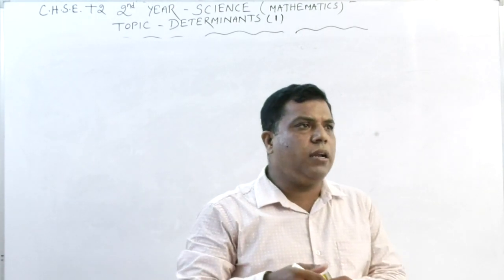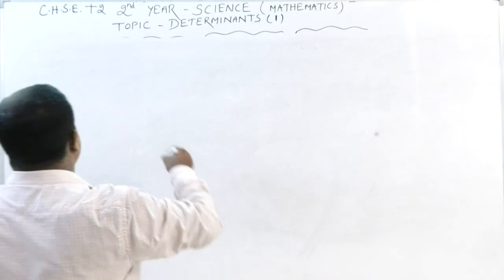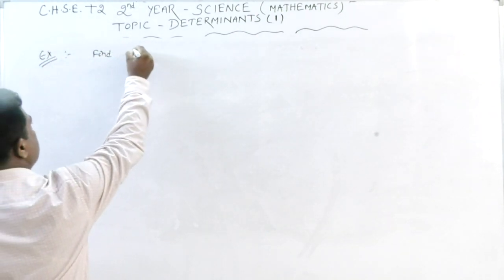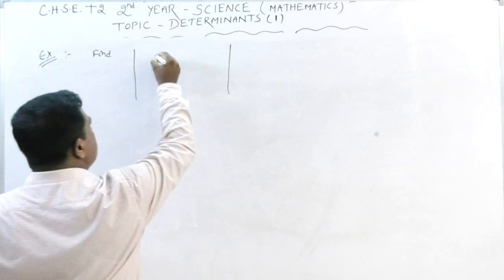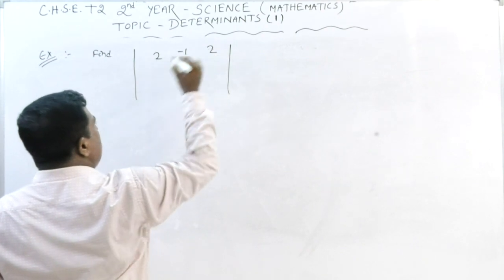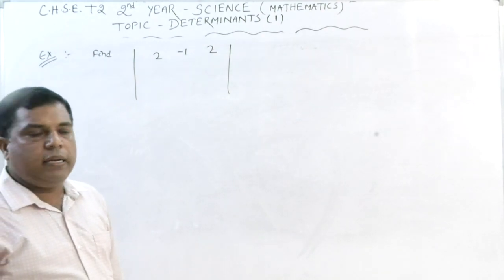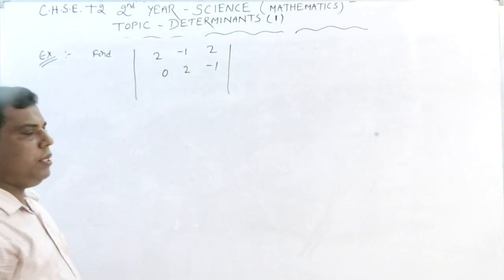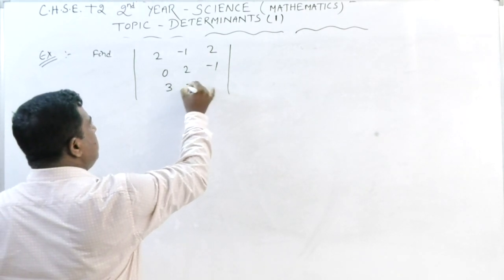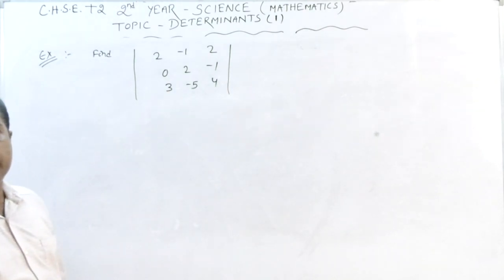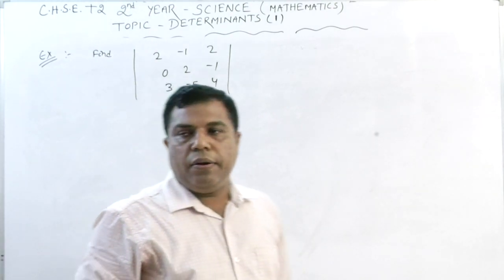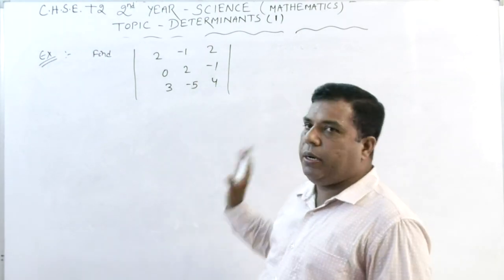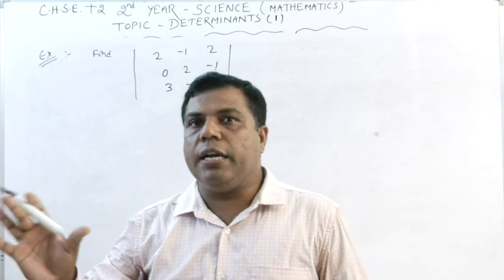Okay, so let us take one example. Find, suppose I take a third order determinant whose first row is 2, minus 1, 2, and the second row is 0, 2, minus 1, and the third row is 3, minus 5, 4. Okay, it is given. So given, evaluate or find this value. If it is represented in a determinant form, you directly evaluate it.